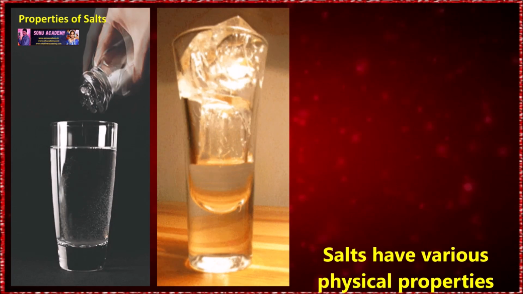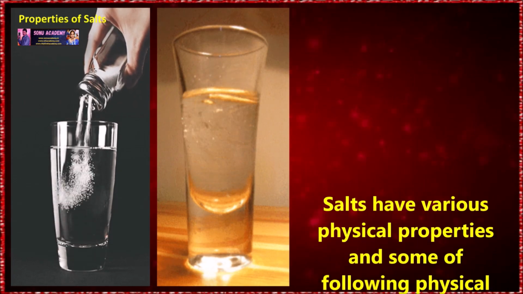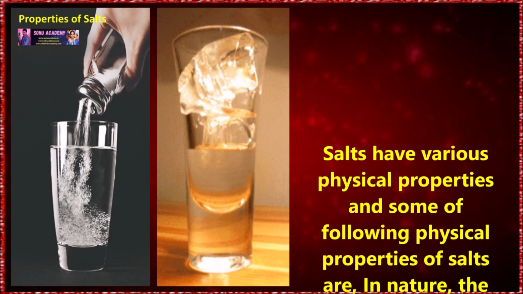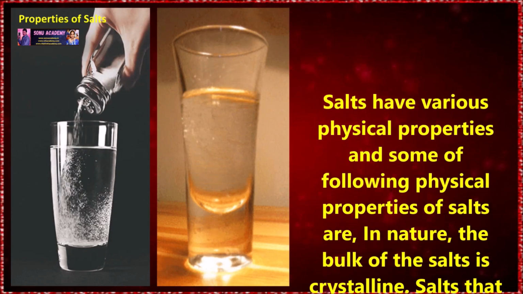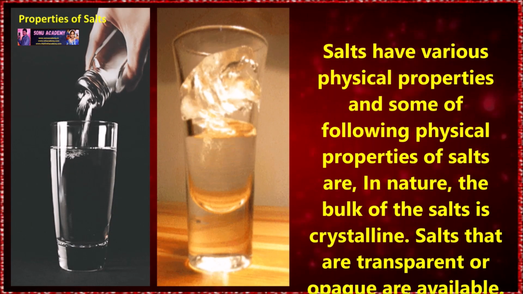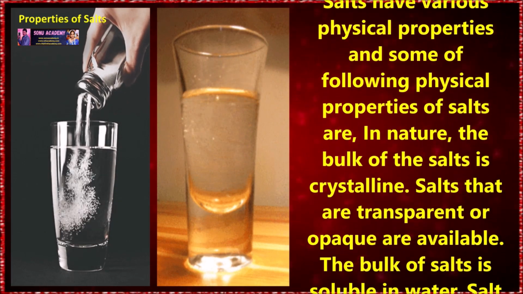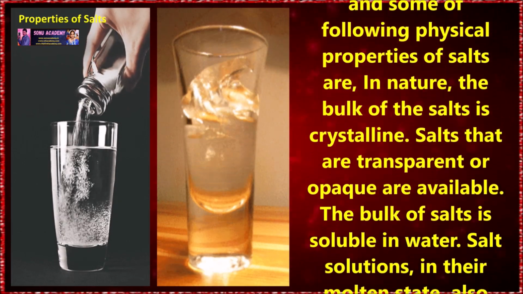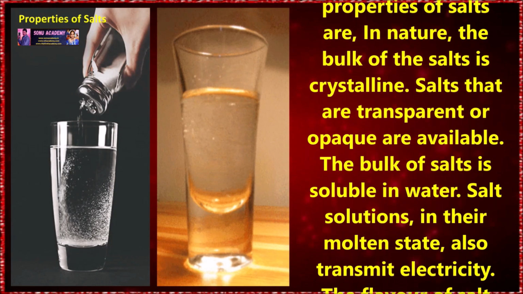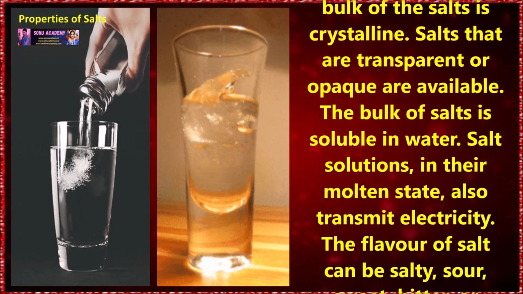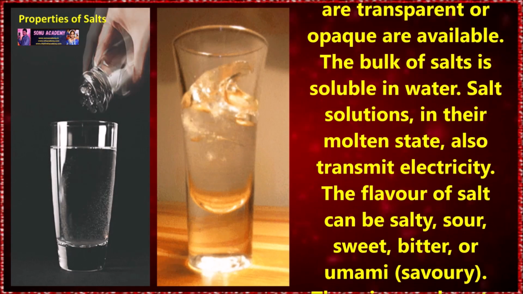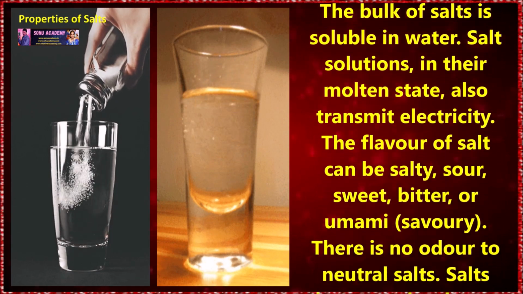Children, let us discuss the physical properties of a salt. Salts have various physical properties, and some of them are: in nature, the bulk of salt is crystalline. Salts that are transparent or opaque are available. The bulk of salt is soluble in water. Salt solutions and salts in their molten state also transmit electricity.